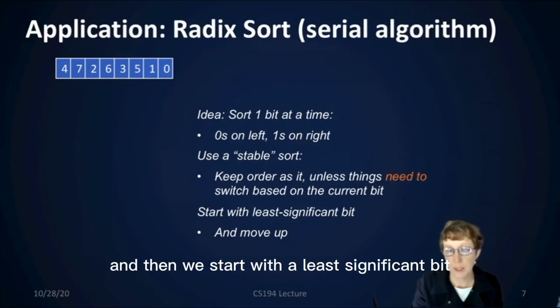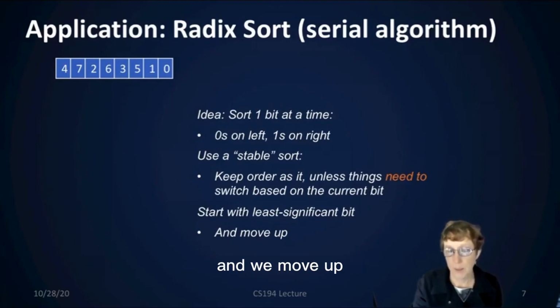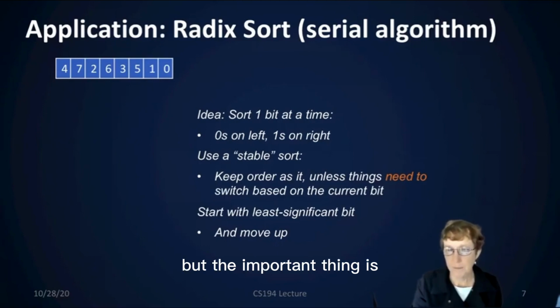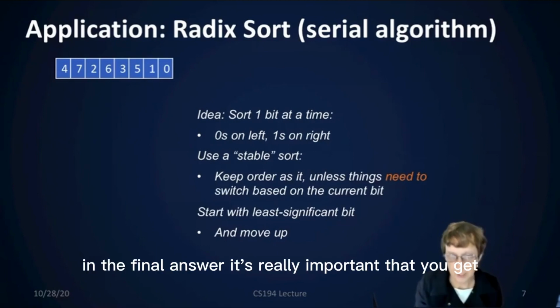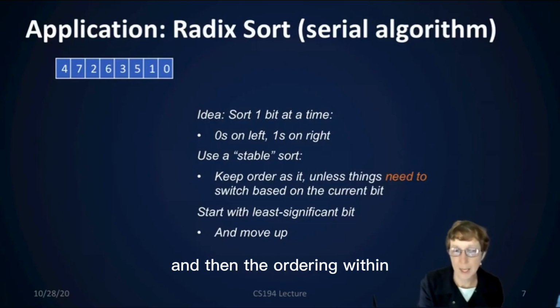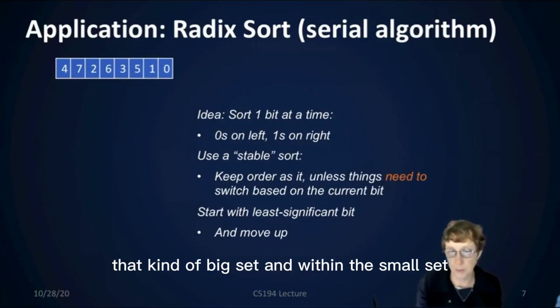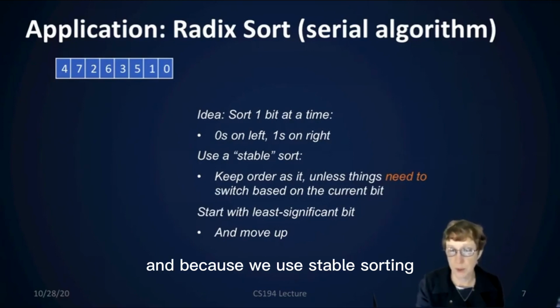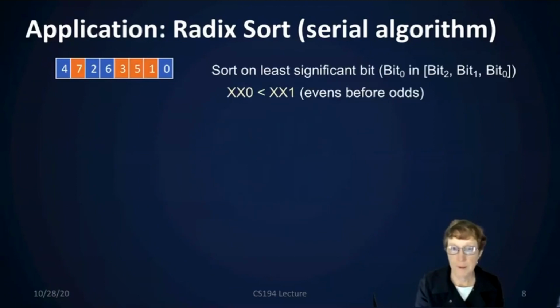Then we start with the least significant bit and we move up. That may be a little bit counterintuitive, but the important thing is that in the final answer, the biggest values are on the right and the smallest values on the left. The ordering within the big set and within the small set will be set by the earlier sorting stages, and because we use stable sorting, that will be preserved.